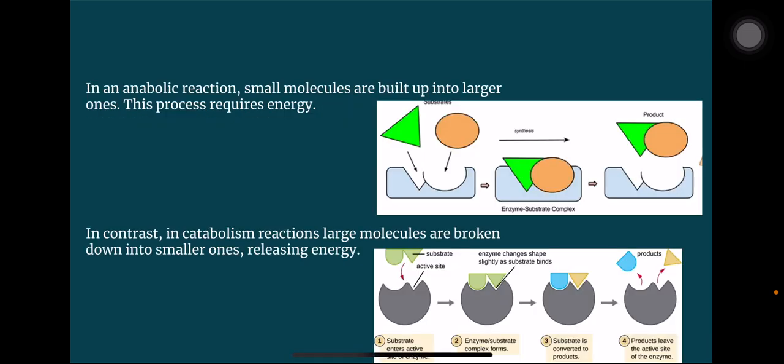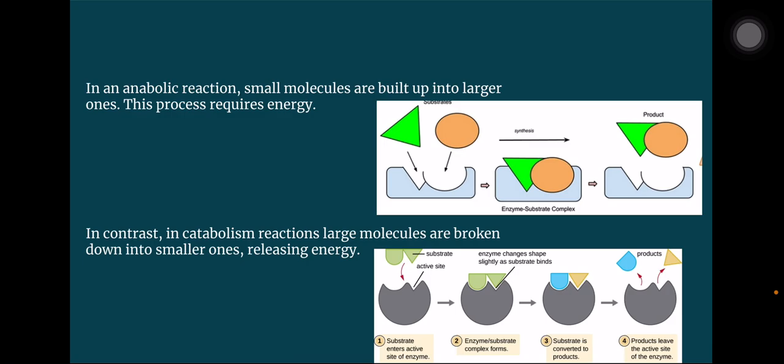For example, in an anabolic reaction, small molecules are built up into larger ones, and this process does require energy. Again, in this picture, we can see that the green and the circle substances come together, they bind with the enzyme, and the enzyme is able to make one large molecule from the two that they started with.